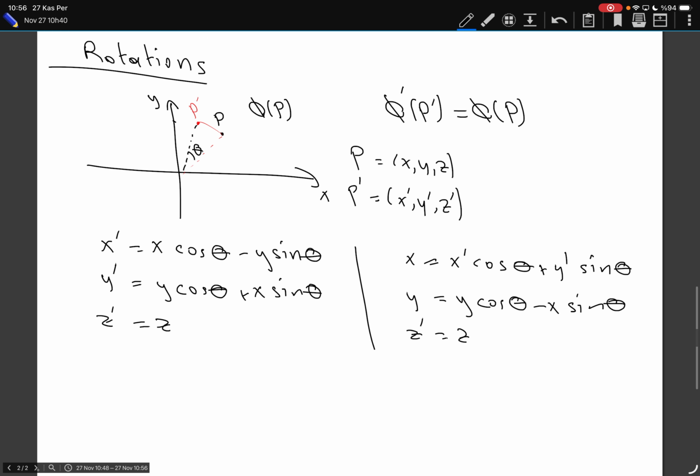By the way, this phi is just some arbitrary mathematical function. I'm not doing physics at the moment. I'm just defining some functions and seeing what happens, how they rotate.